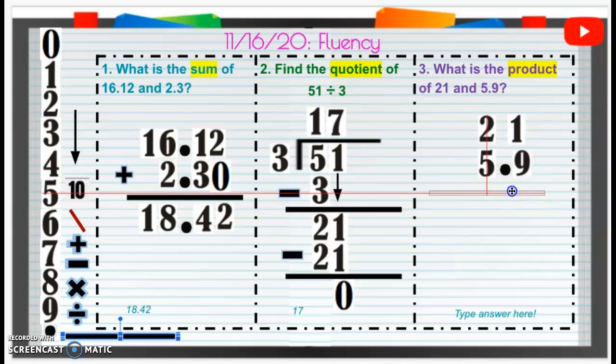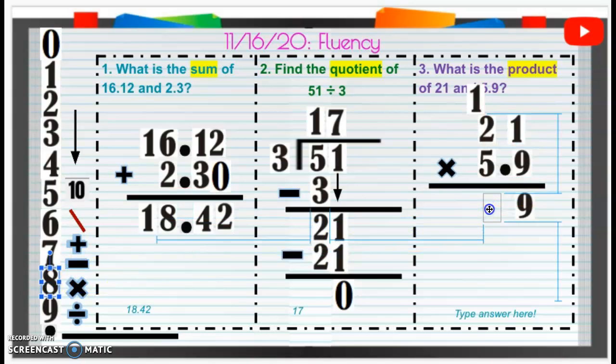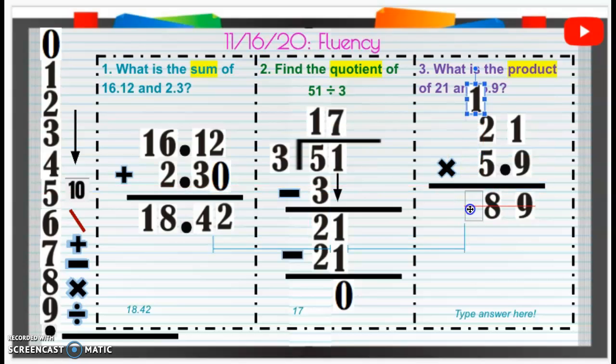All right, here we go. Let's do it. We're going to multiply. So, 9 times 1 is 9. 9 times 2, 18. Oh, sorry. I don't know why I carried that. 9 times 2 is 18. All right, so 9 times 1 is 9. 9 times 2 is 18.